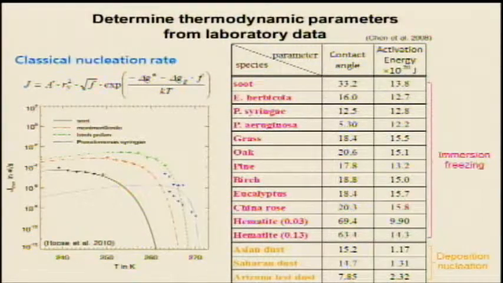So we analyze many of the laboratory data, like the dots here, to derive the contact angle and the activation energy, so that the same equation can be used for different types of ice nuclei. And the solid curve here indicates our formulation. You can see it fits most of the laboratory experiments very well, except maybe Pseudomonas syringae, this one of the bacteria here. So we will apply that in our model, just using this table.